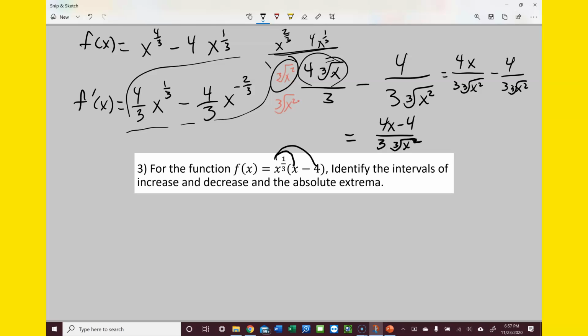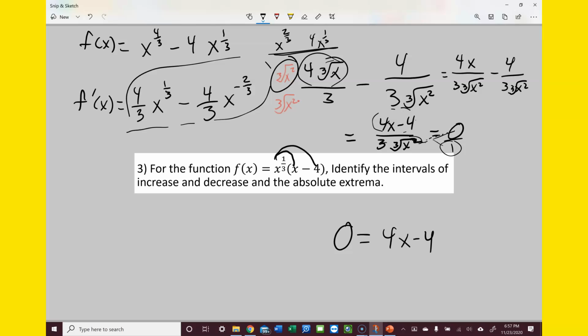And now I'm setting that thing equal to 0. And I think what I want to do is maybe cross multiply. So pretend this is over 1. If I cross multiply, the 0 times that term is just 0. And the 4x minus 4 times 1 is 4x minus 4.